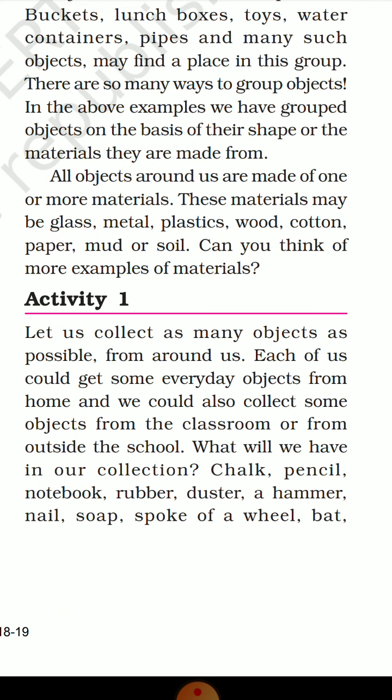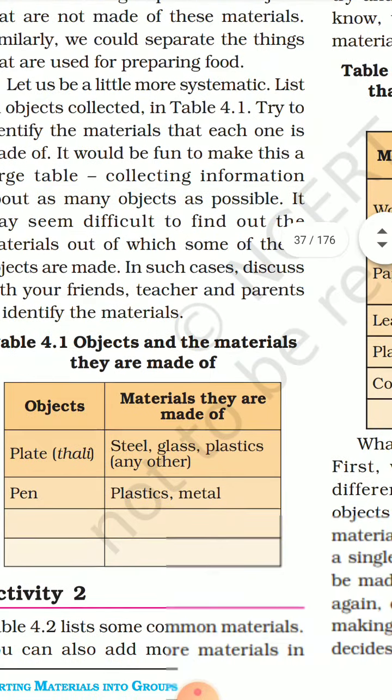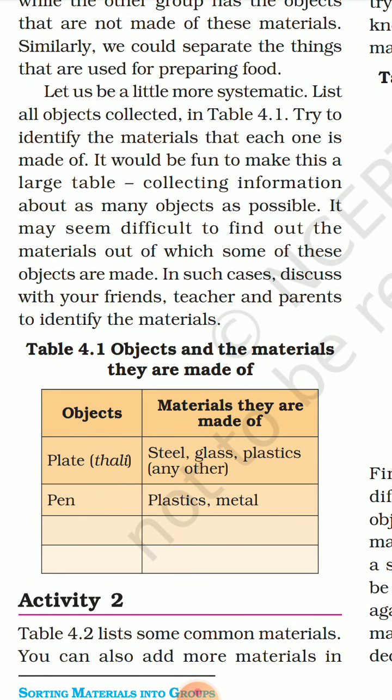In this activity, you all have to make a table like this, table 4.1. You can see the table 4.1 in your NCERT book. You all have to make this table on a file paper, in which you will find any 10 objects, and you have to make a second column in which you write the materials they are made of.